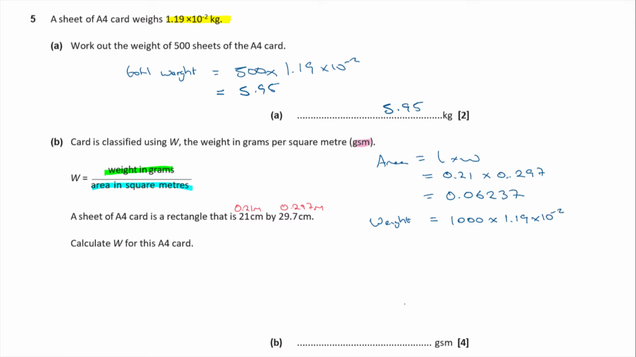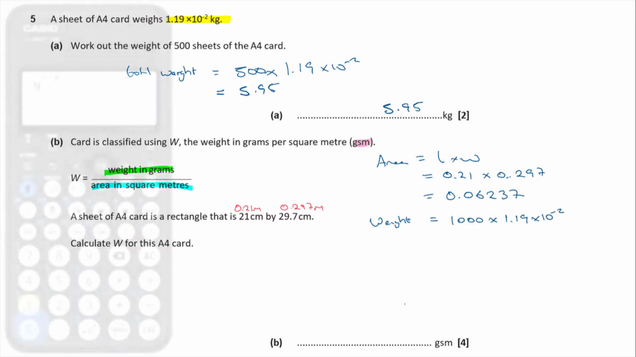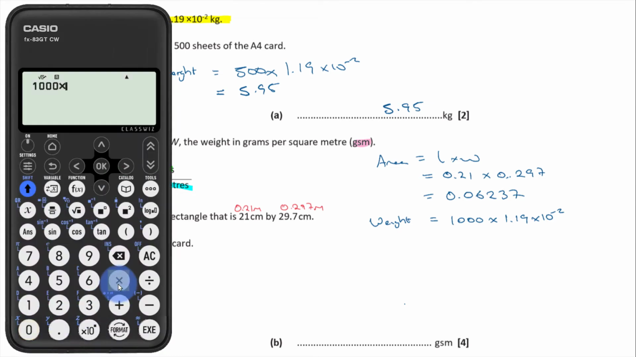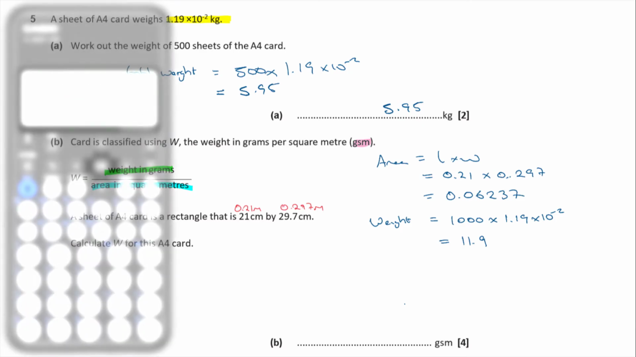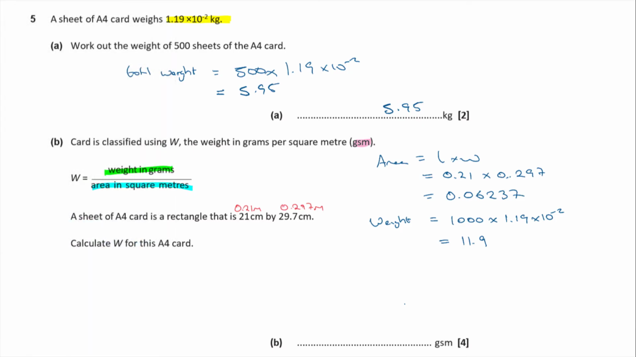So what's that then? 1,000 times 1.19 times 10 to the minus 2. I suppose I could have just written 1,000 as 10 to the 3 and combined it with a 10 to the minus 2. That would have also worked. But that comes out to be 11.9. Okay? So it's 11.9 grams.